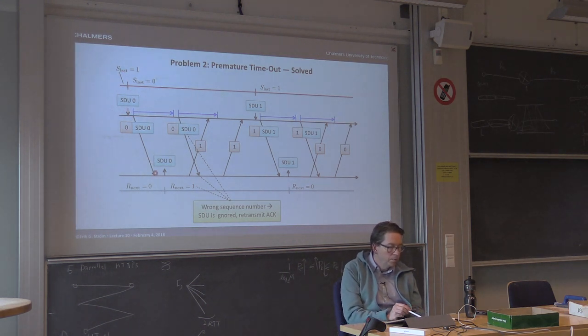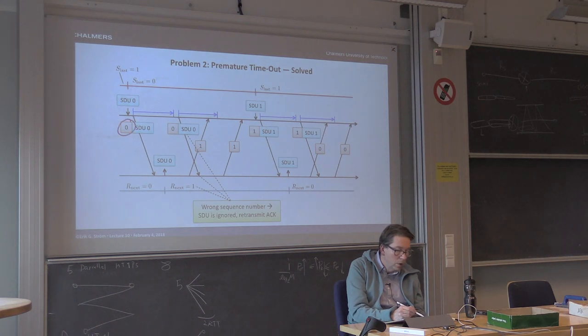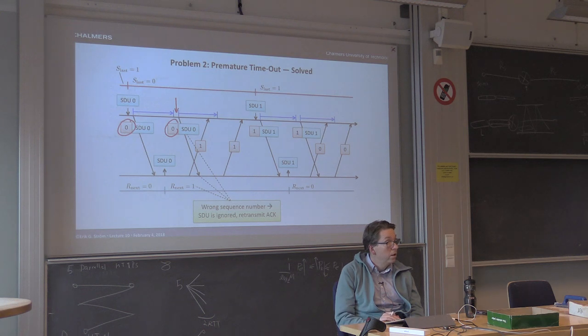The start is the same. We deliver the service data unit 0 at this point in time, and then transmit an acknowledgement here. The problem is that at the transmitter side, the transmitter is a little bit nervous, and at this point in time assumes that something wrong has happened to the frame because it has not received the ACK yet, and retransmits the same packet. So a retransmission event is triggered here due to the timeout.